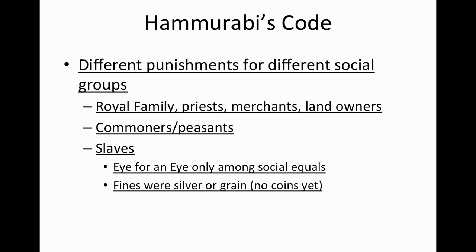Hammurabi's code was not equal in terms of legal rights. There were different punishments for different social classes. So, for example, a commoner or a peasant might have a harsher punishment than someone who committed the same crime from a royal family. An eye for an eye basically, you can only apply that to someone on your class level. So again, a commoner could not gain revenge for a crime if it was conducted by a landowner, for example. Fines were in the form of silver or grain. We don't have that currency yet.